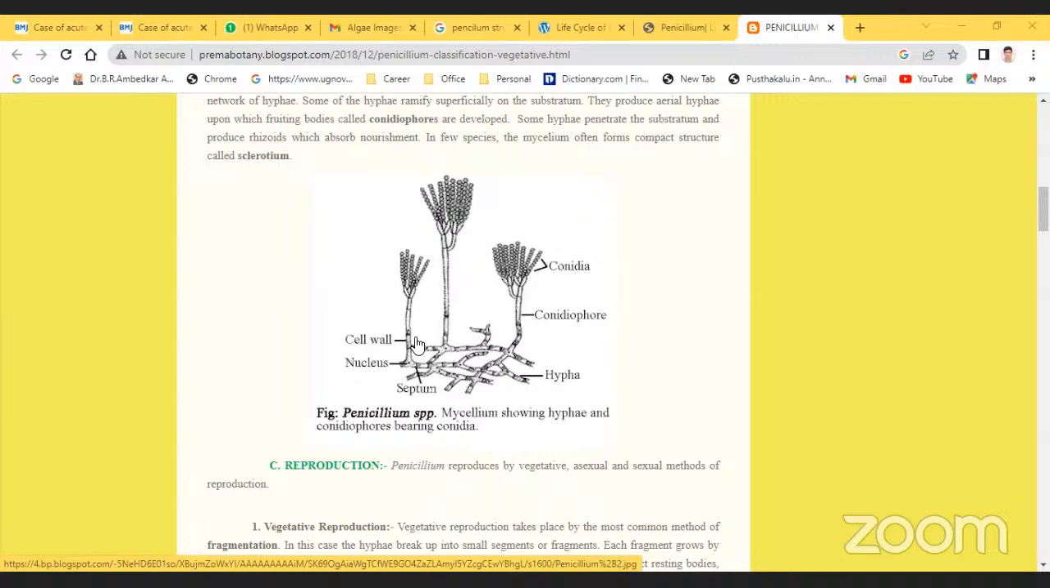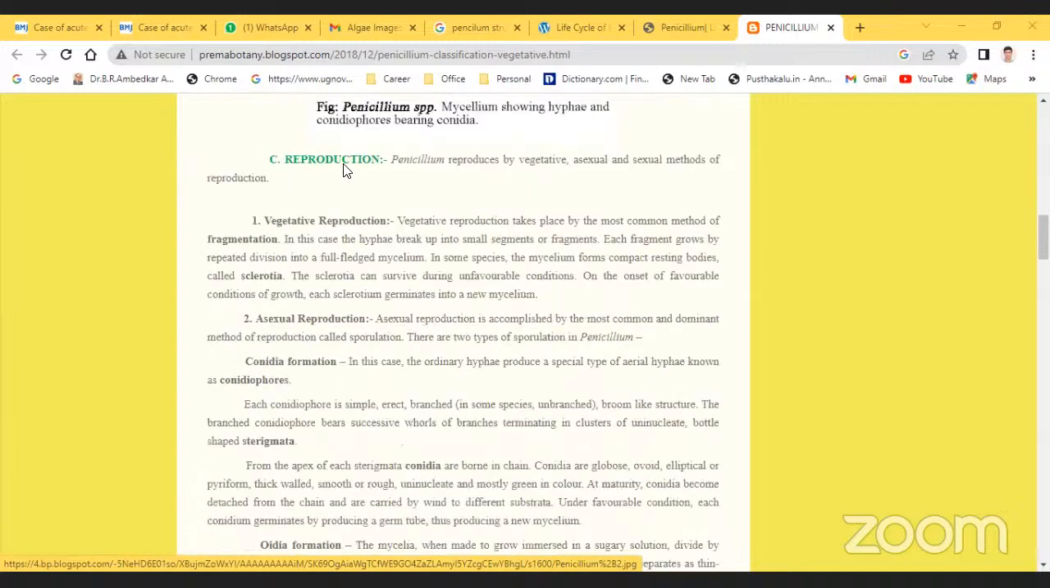So coming to reproduction: in Penicillium, reproduction is by vegetative, asexual and sexual methods. The first one is vegetative reproduction. Vegetative reproduction takes place by the most common method of fragmentation. In this case, the hyphae break up into small segments or fragments. Each fragment grows by repeated divisions into a full-fledged mycelium.